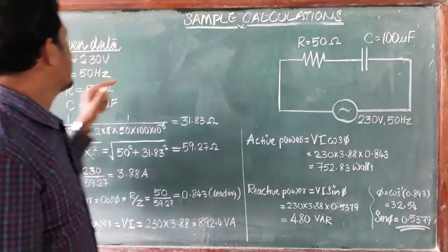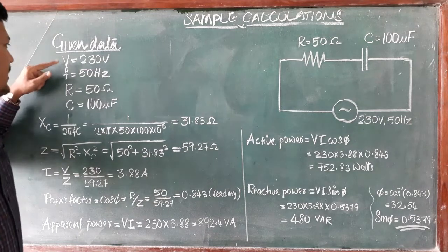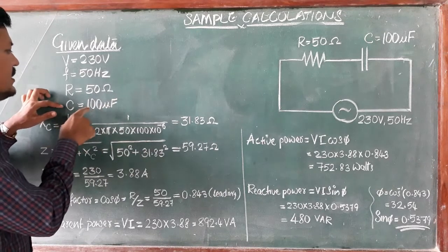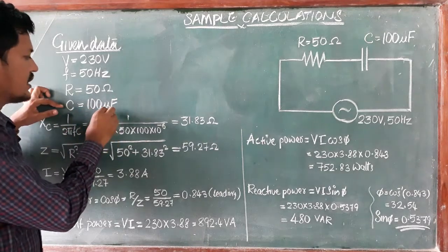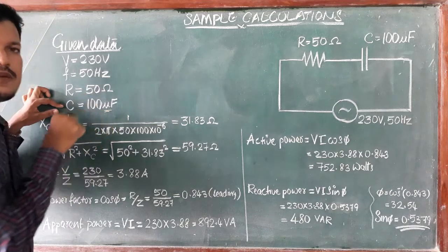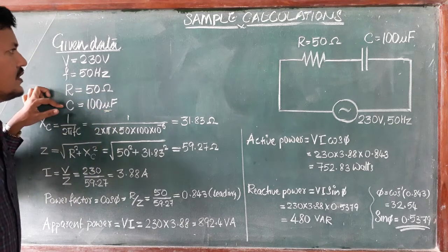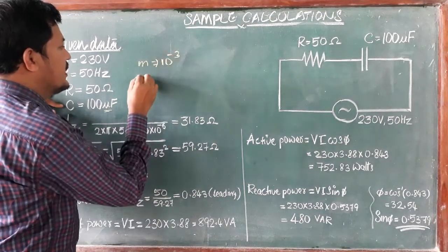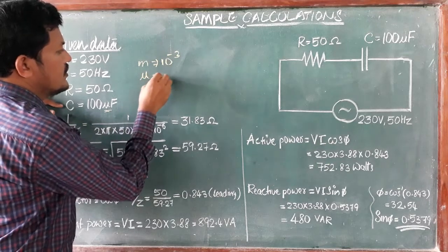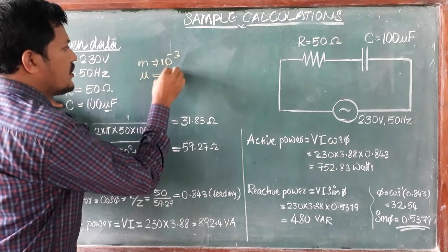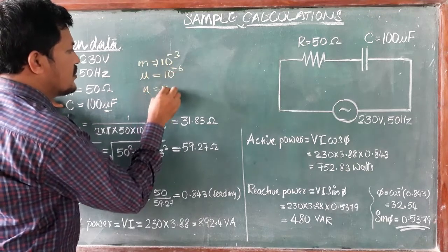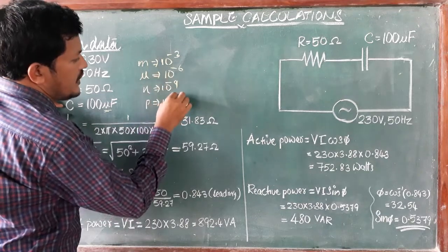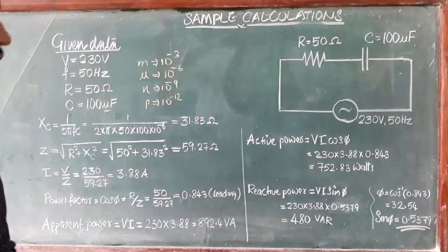So now the given data: the voltage is 230 volt, the frequency is 50 hertz, the resistance is 50 ohm, and the capacitor is 100 microfarad. Here micro comes, so we have to convert it into 10 to the power minus 6. So we know that milli is represented as 10 to the minus 3, micro is 10 to the power minus 6, nano is 10 to the power minus 9, and pico is 10 to the power minus 12. Clear? So just remember these points.